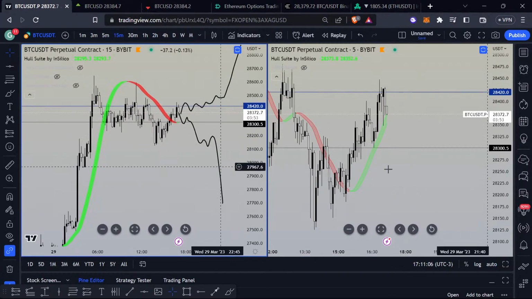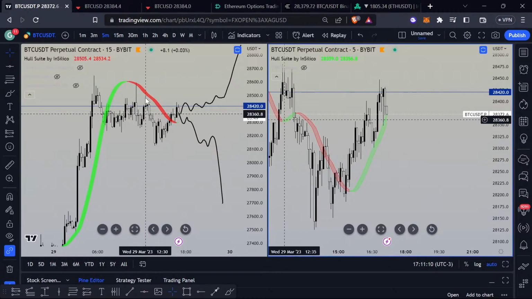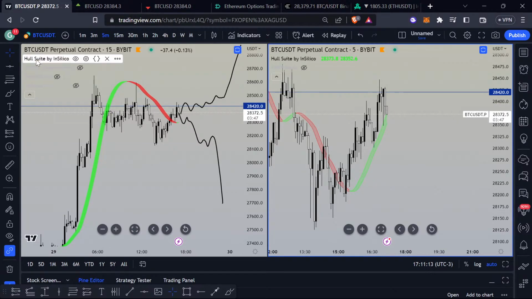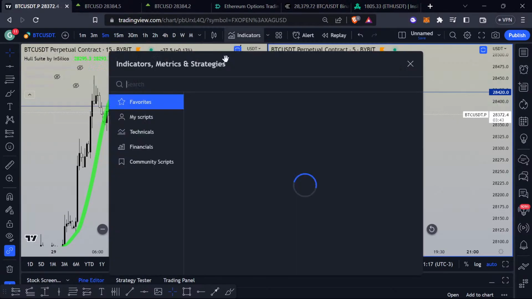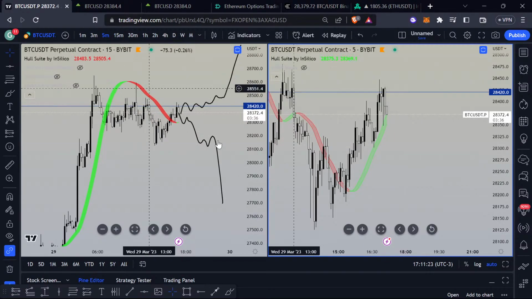I have to go now, but we'll review the other tools that I like to use. This is a basic one. You can use it as well here on the indicators. It's free. This is an open source indicator. Try it if you like it.